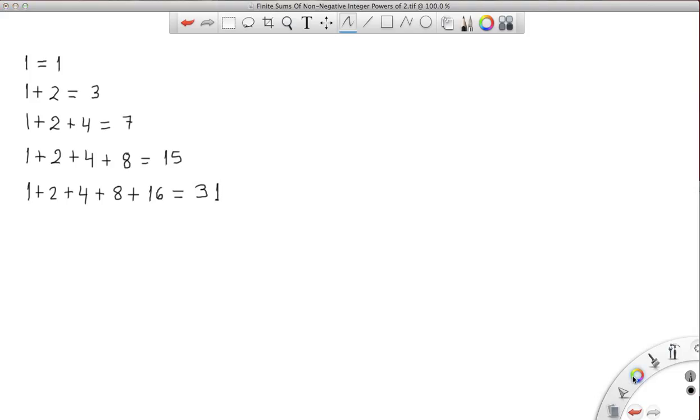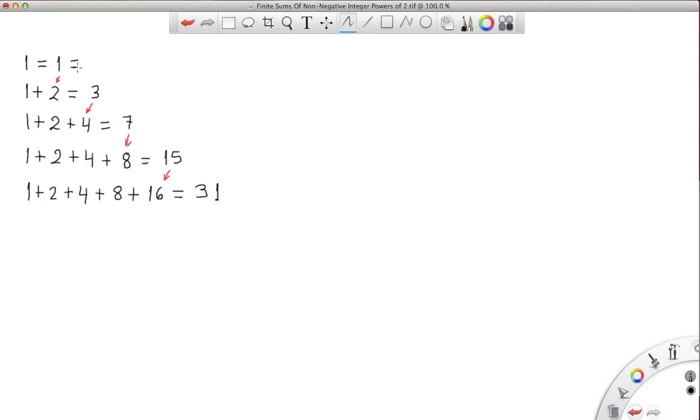Now, notice this relationship here between the result of the sum in a given row with the last power of 2 that we are adding in the next row. See, 1 and 2, 3 and 4, 7 and 8, 15 and 16. There is a difference of 1. The result of the sum is always 1 unit less than the next power of 2.